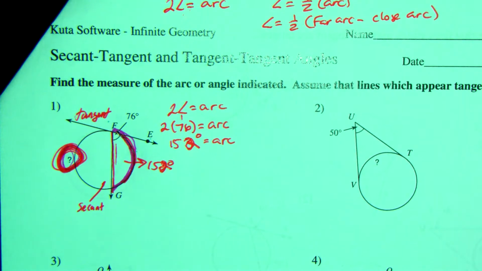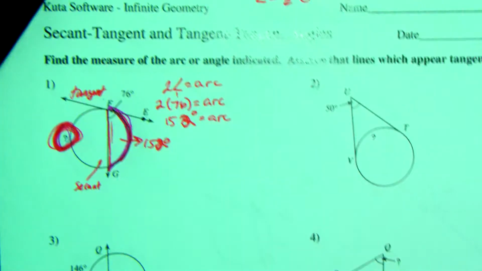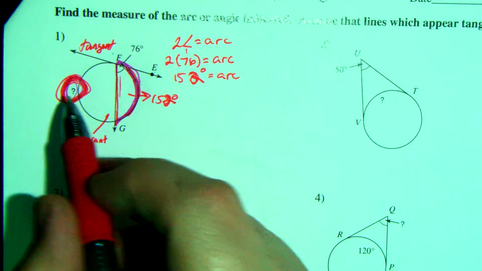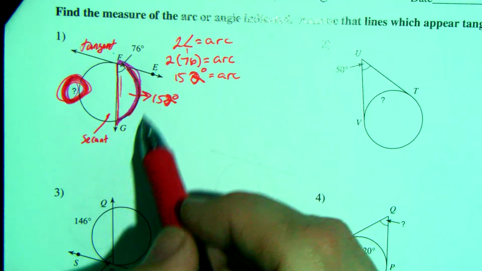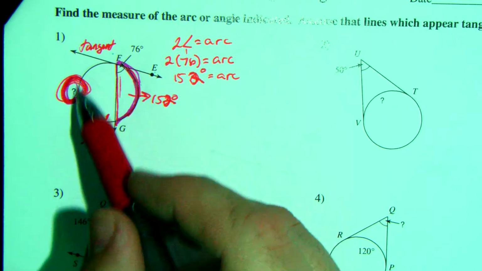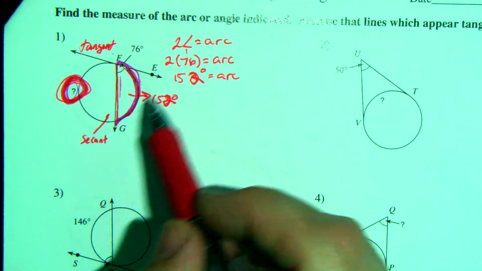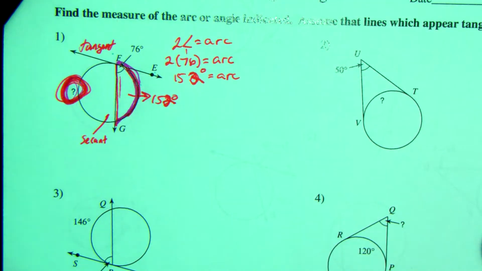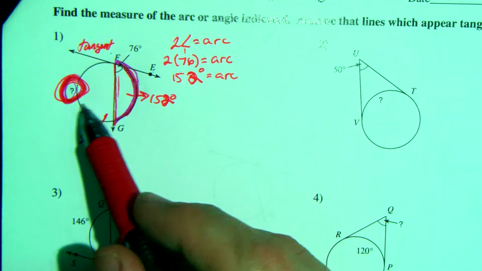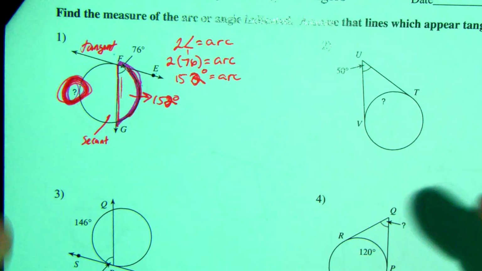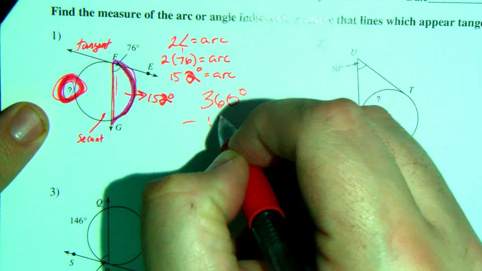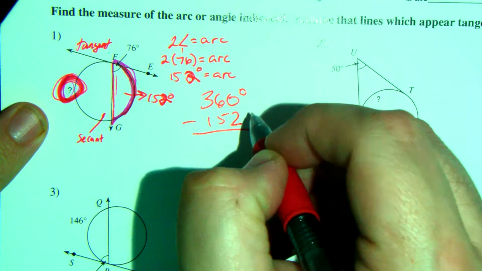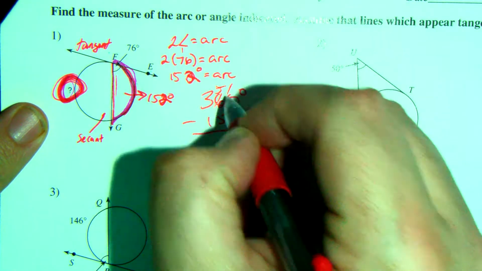Alright, so now, together, the entire circle is what? 360 degrees, right? How many arcs is this circle cut into? 2. So just take 360 degrees minus 152 degrees. That's 5. That'll give you an 8. That'll give you 0. That's a 2. So this guy's 208 degrees.